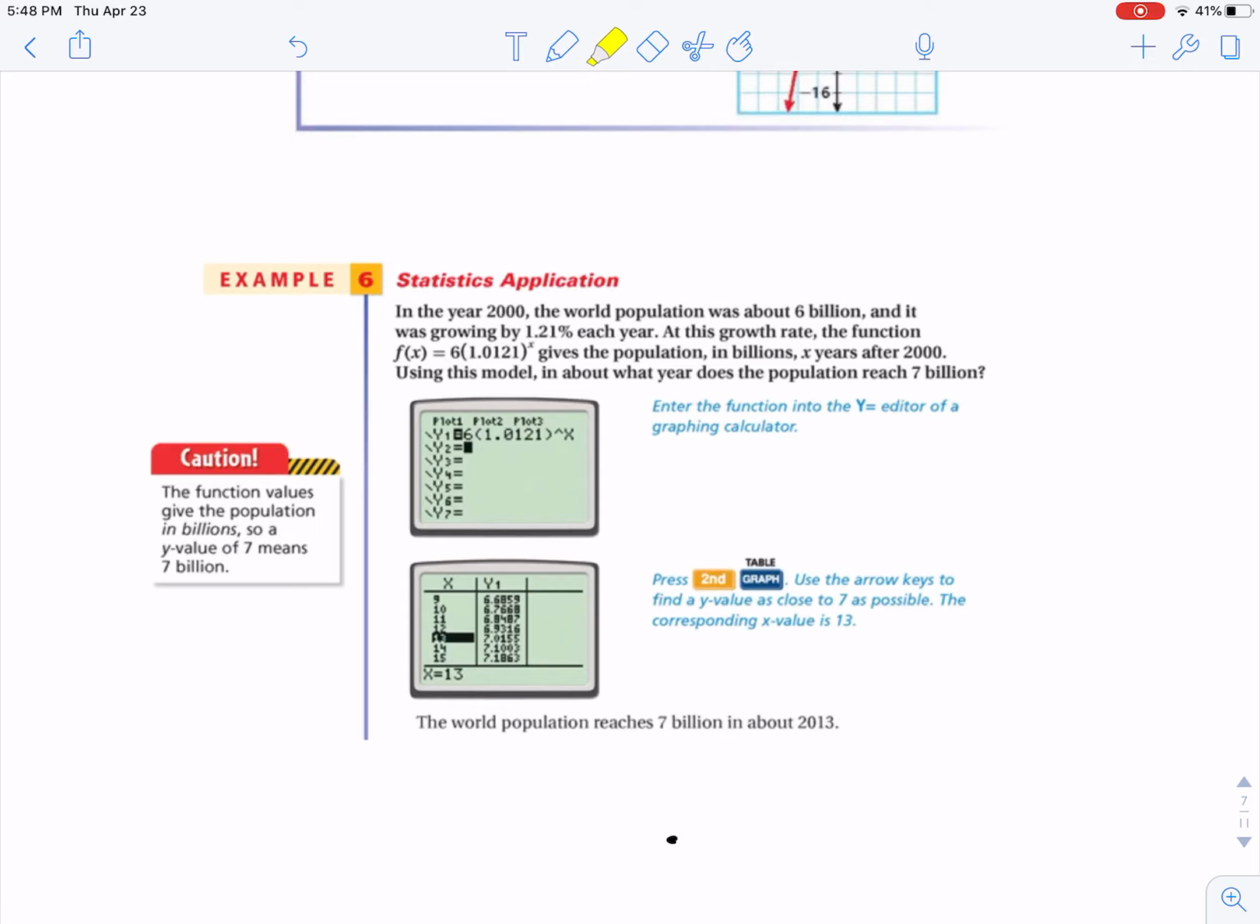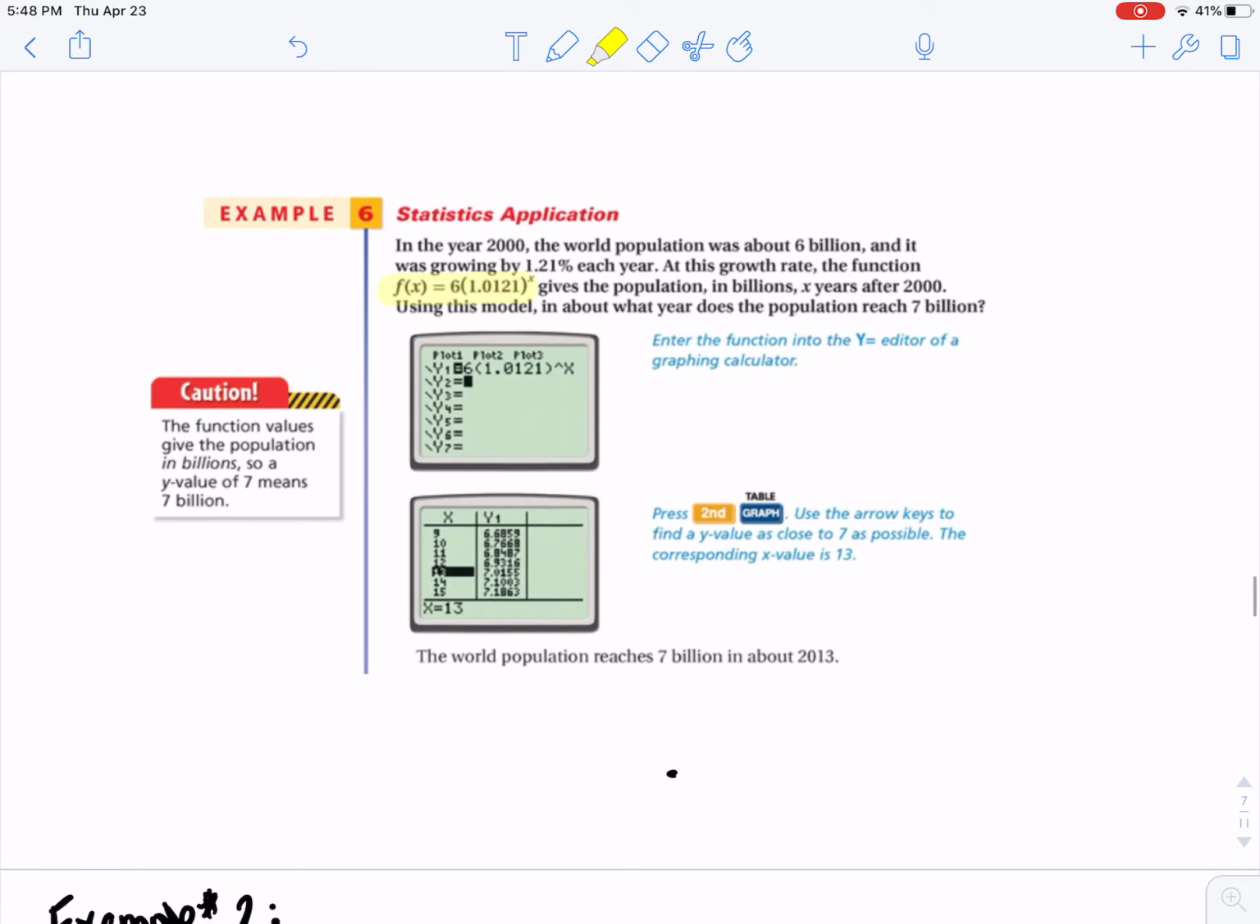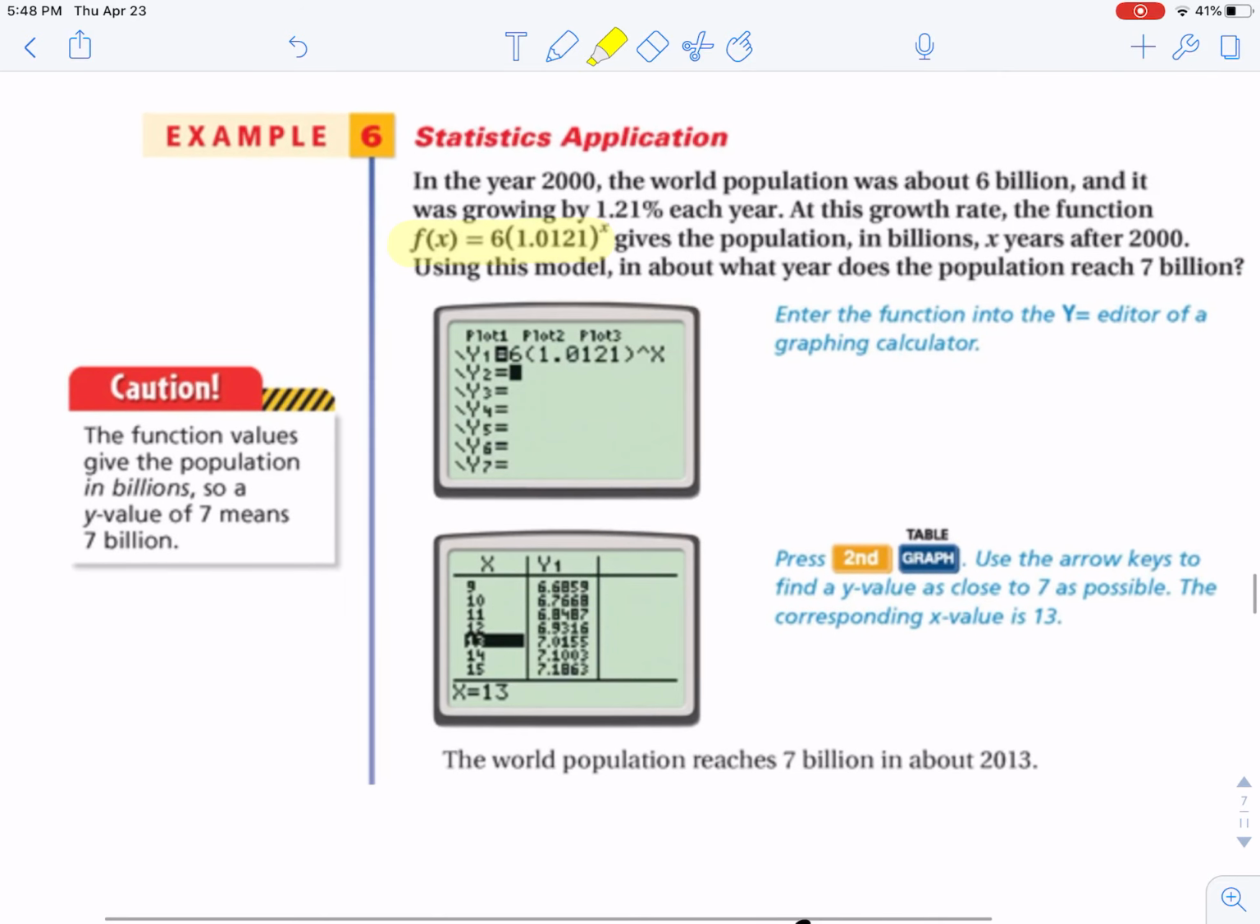So, thank God, they give me my equation. So notice they did it for me. They typed it into the calculator. They put y equals, and they typed it in 6 times parentheses 1.0121 raised to the power of x. Now, the calculator, because there's a variable, I'm not solving the equation. I want to go straight to the table. The graph is not going to help me. It's going to be too hard to read.